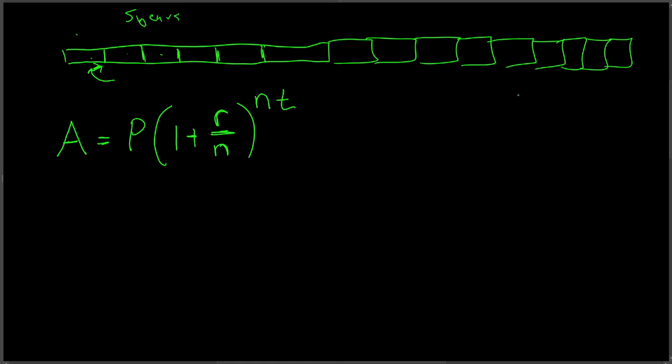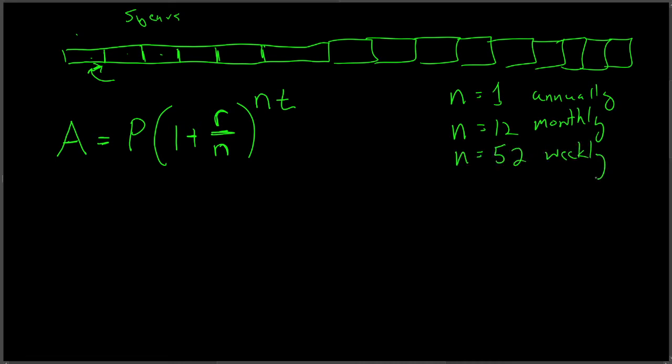if it's compounded annually, n equals 1 is annually. We compound it once a year. If it's compounded monthly, well, that's compounded 12 times a year. If it's compounded weekly, that's 52 times a year. So let's look at an annual compounded interest.